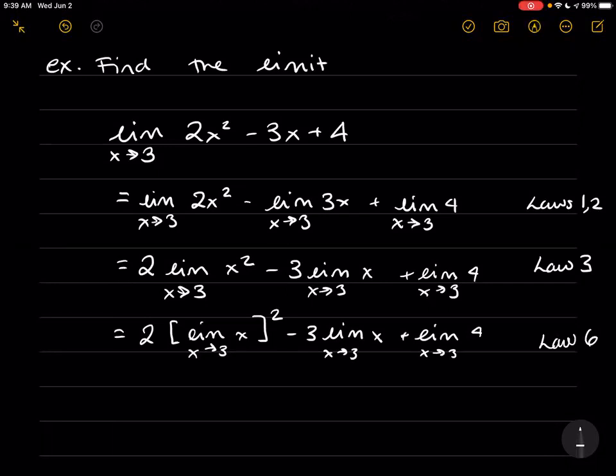Okay. Now, at this step, we can use our special limits. We've got 2 times the limit as x approaches 3 of x. We know from our special limits that's going to be 3. Minus 3 times the limit as x approaches 3 of x. Again, that'll be 3. Plus, and then the limit as x approaches 3 of 4. That's just going to be 4. So this is using special limits.